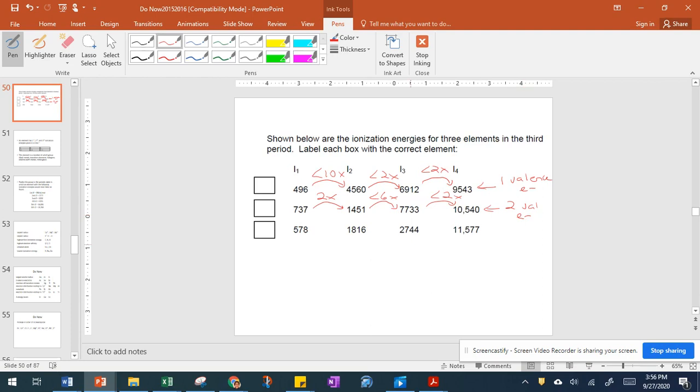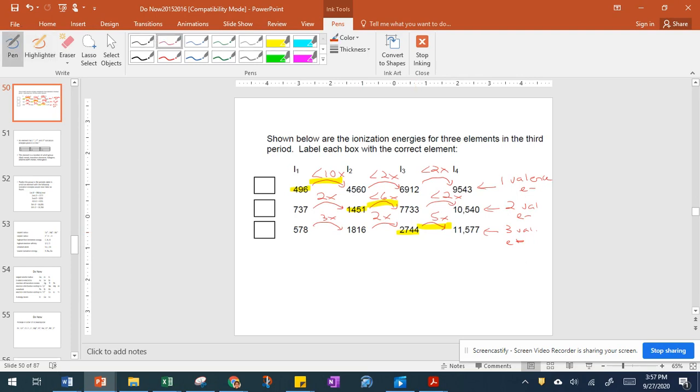Okay, let's do the next one. This jump is about 3 times. This jump is about 2 times. And this jump is about 5 times. I see this time the largest jump is from the third to the fourth ionization energy. So this tells me this one has 3 valence electrons. So again, I'm always focusing on where that large jump is, and that tells me that the electron that was removed prior to that large jump was our valence electron.